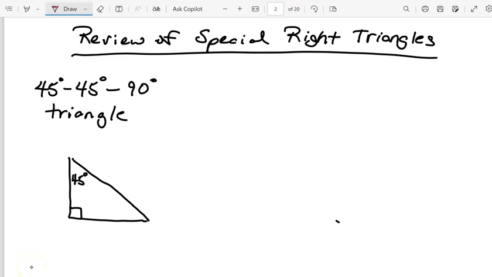All right, here's a quick review of special right triangles. You'll remember these from geometry, the first of which is called the 45-45-90 triangle, or the isosceles right triangle.